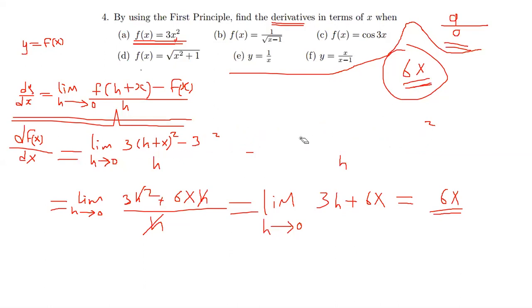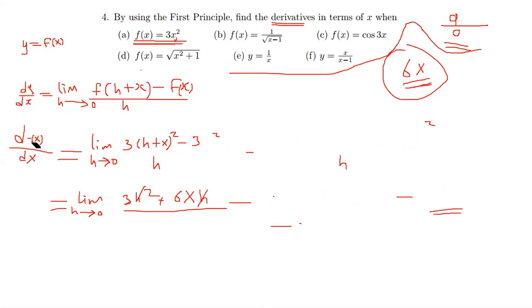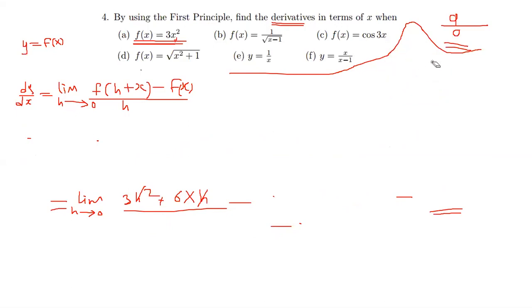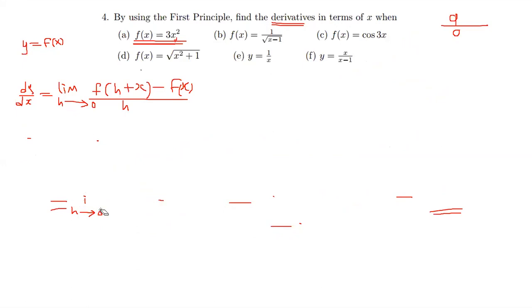Let me just erase everything here. I don't want to erase the formula again. So we proceed with the next question. The next question, again, you solve it in the same way I've solved this first question. All you need to know is the formula for the first principle. Once you know that, you never get any question wrong.